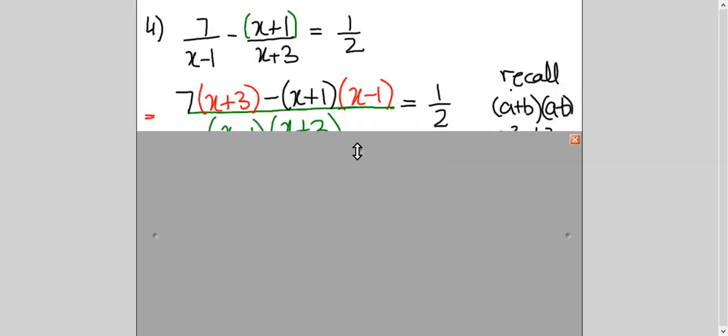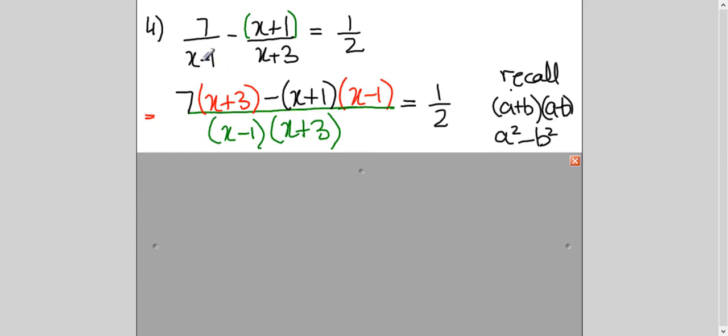So first of all, I will take LCM. Okay, when I will take LCM, these two will go in the denominator. 7 will multiply by this, x plus 1 will multiply by x minus 1. I have used different color to make it prominent. Numerators are written with black colors, and these multiplications are written in red color.